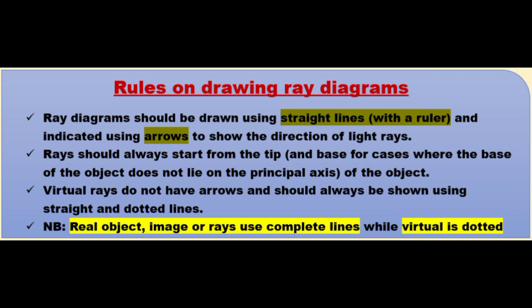Roy, complete line. Virtual rays, dotted line. Or virtual image, even the virtual image. Virtual ray or virtual image should be dotted. Remember, dotted lines don't have arrows, but complete lines have arrows. Virtual or dotted have no arrows, but complete lines have all arrows. Very, very important. So we can go to the next part now.